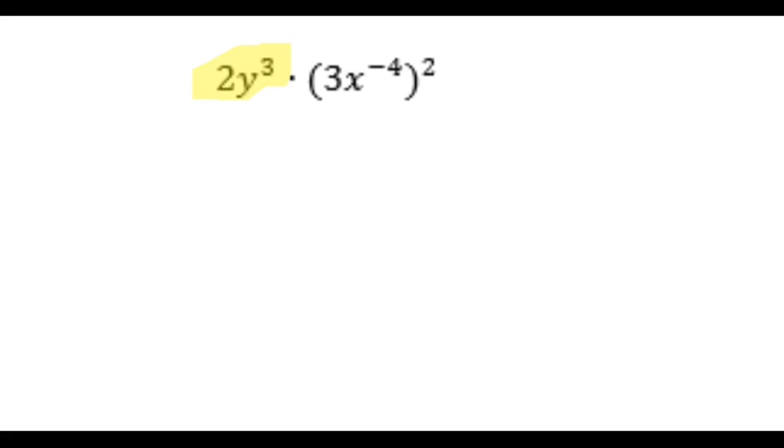3 times x to the negative fourth. Remember, 3 has its own exponent of 1. So we're going to apply the squared to both of those. So 3 to the first, squared. Again, our rule is power of a power, we multiply. So that's 3 squared. X to the negative fourth squared would be x to the negative eighth.